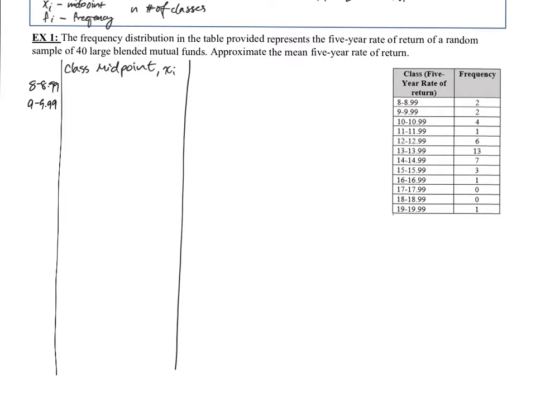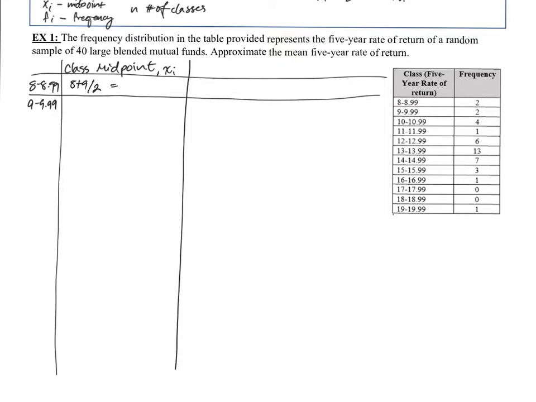To find the class midpoint for this first value, I'm going to take my 8 and my 9, which are the consecutive lower class limits, and divide that by 2, as per the definition. Divided by 2 gives us 8.5. Then let's start filling this in for the rest of them. We have 10, 9.99, 11, 11.99, 12, 12.99, and so on. You can pause the video and work this out by yourself.